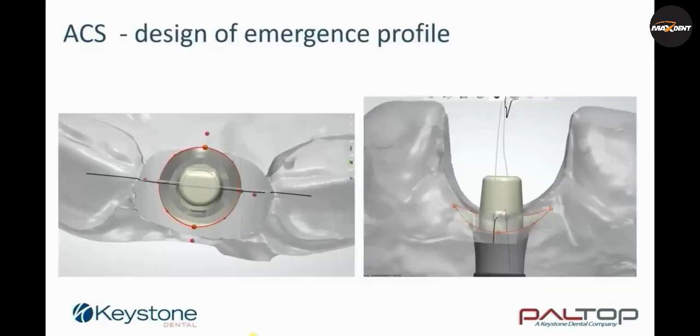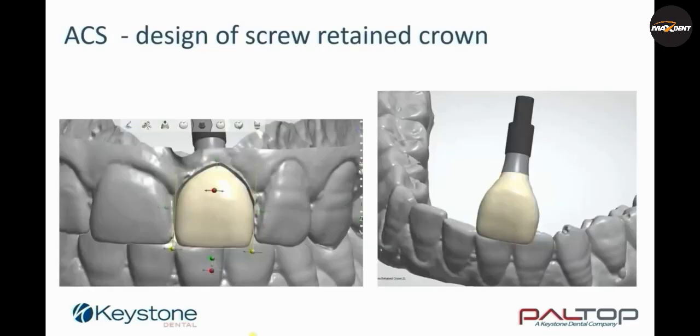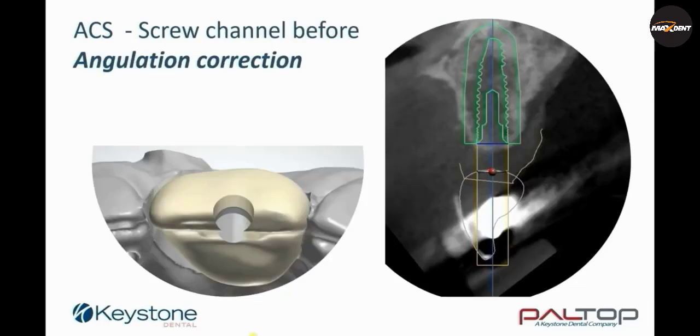Continue with the design of the emergence profile. Continue with the design of the screw-retained crown. Here we can see the screw access channel prior to correction.